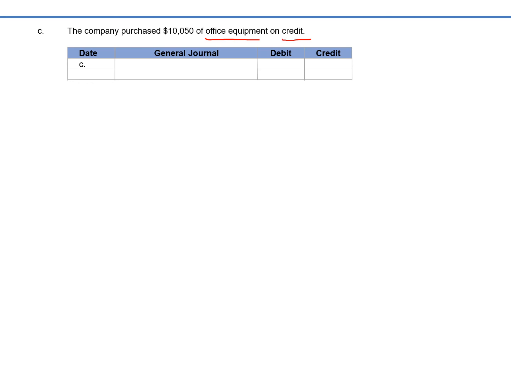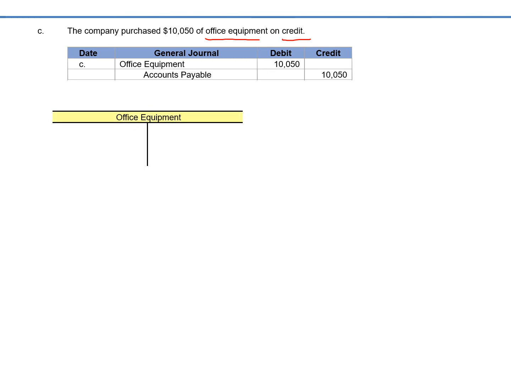So in order to increase our asset office equipment, we debit. And in order to increase our accounts payable, we credit. And we post those to the T accounts. So our debits go to the left side. Our credit and accounts payable gets posted to the right side.